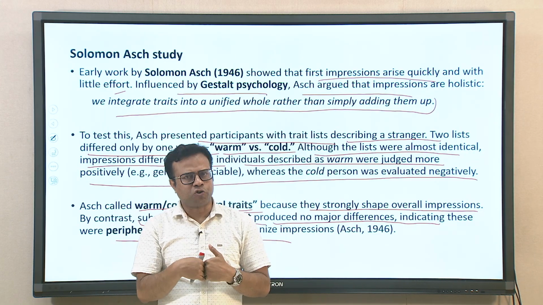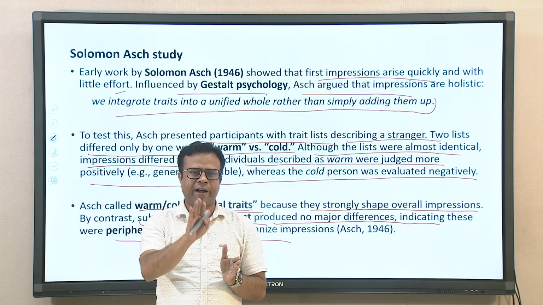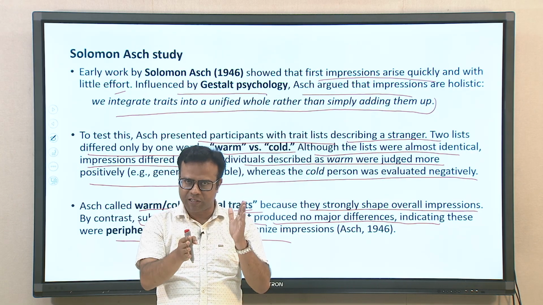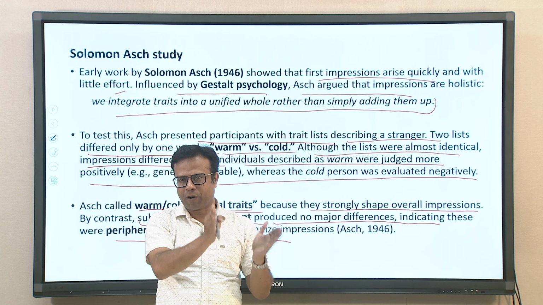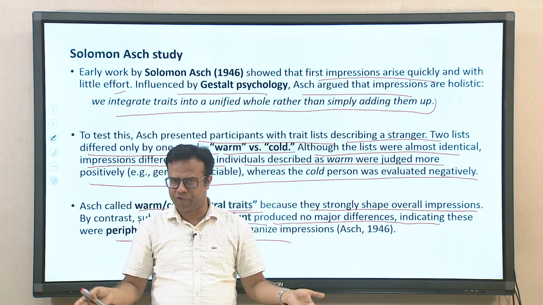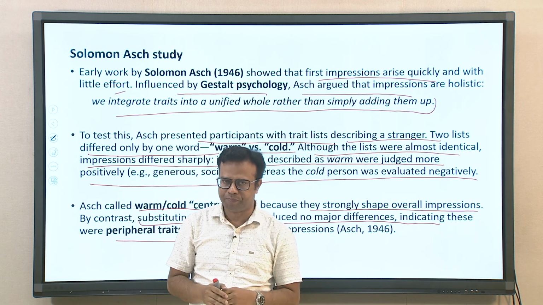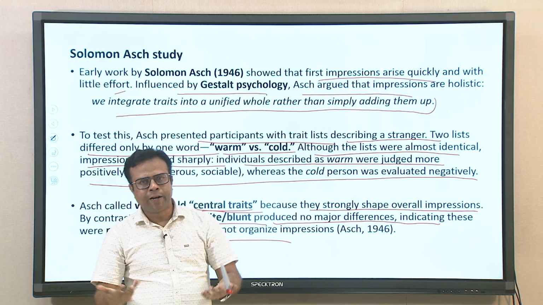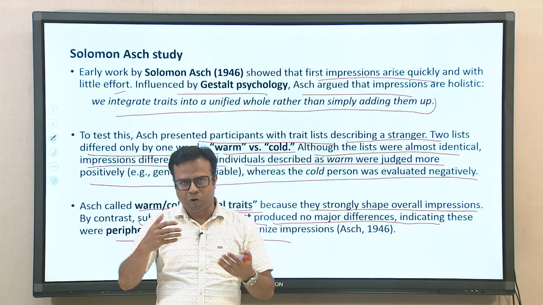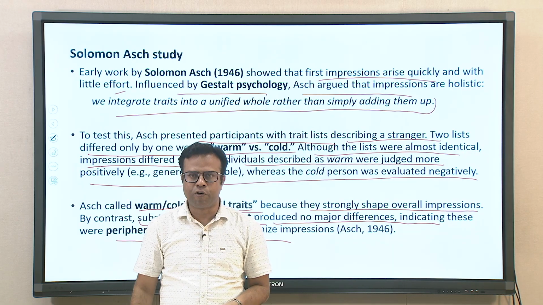Some traits are not so central; these are peripheral. For example, polite, blunt. When the list was kept the same and only this one word was different, one was polite, another was blunt, it did not create such differences. So, these were like peripheral traits. So, it also depends on what kind of trait you are talking about. Accordingly, the judgment will differ. Not all traits are equal in terms of their influence on the judgment.